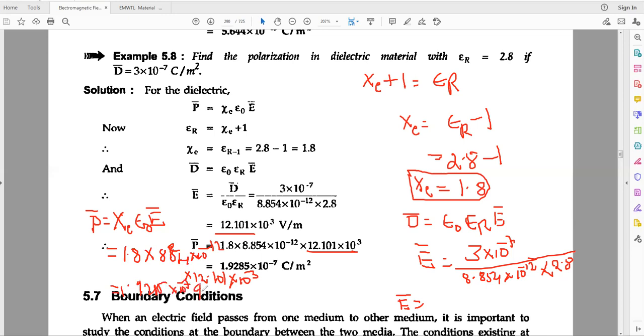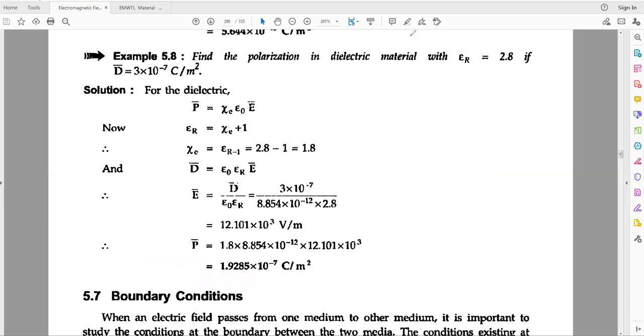The polarization is also coulomb per meter square, as D is coulomb per meter square. Same as the equation epsilon naught and epsilon r. Actually, it is not the epsilon r, it is Xe1. Got it, my students? Coming to the next example.